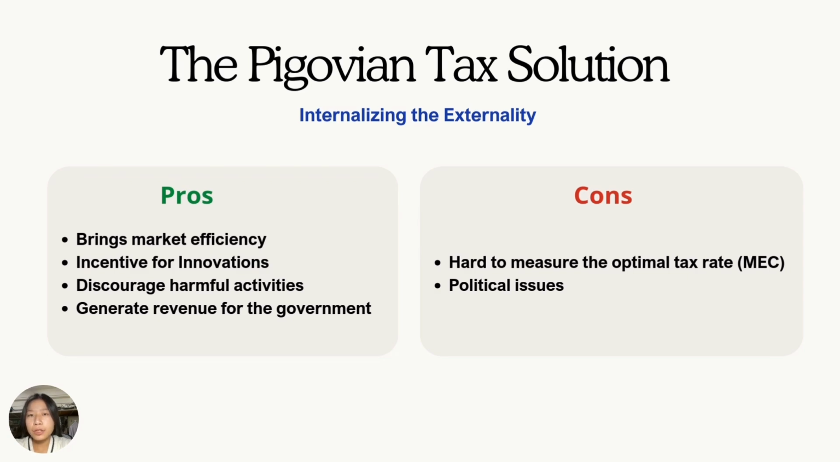Some advantages include that it brings market efficiency. It is an incentive for innovation. It also discourages harmful activities, and most importantly, it generates revenue for the government. A few cons are that it is hard to measure the optimum tax rate, that is, the exact external cost, and also the political issue, which is the same as with the other solution we just saw.